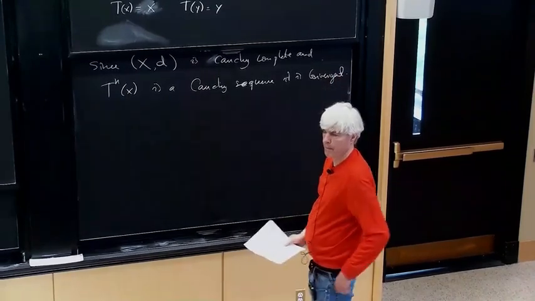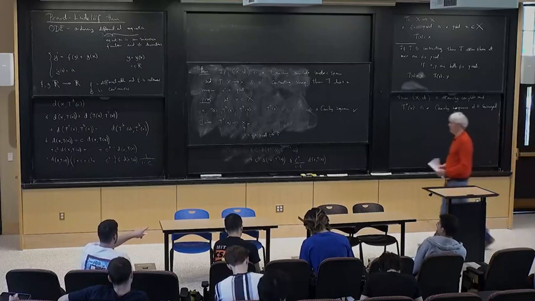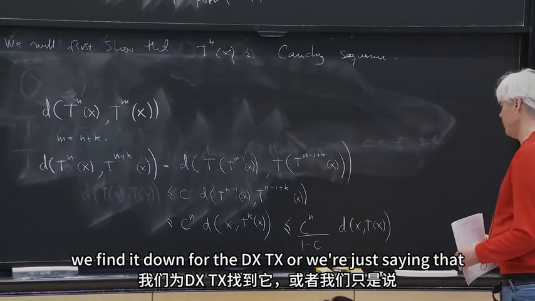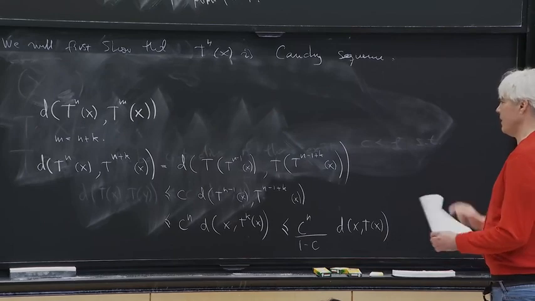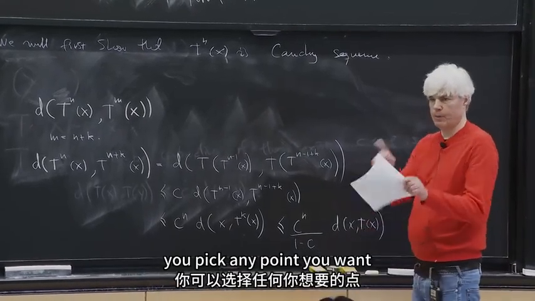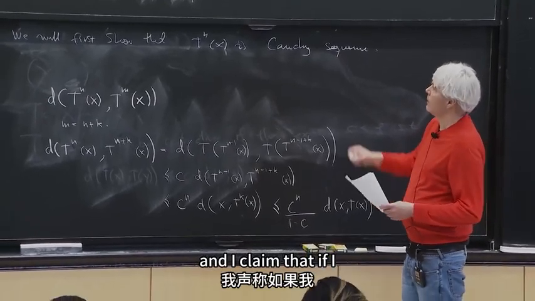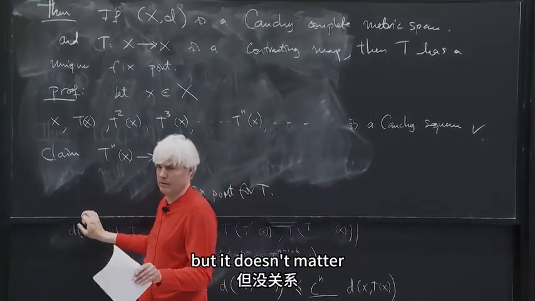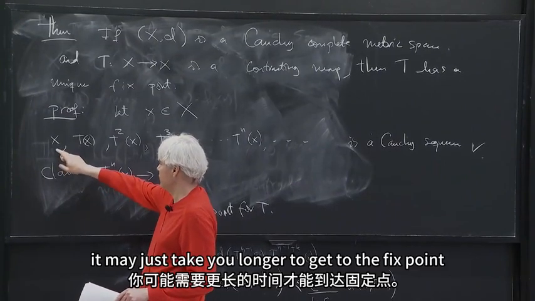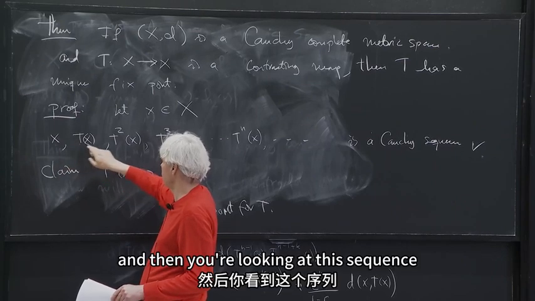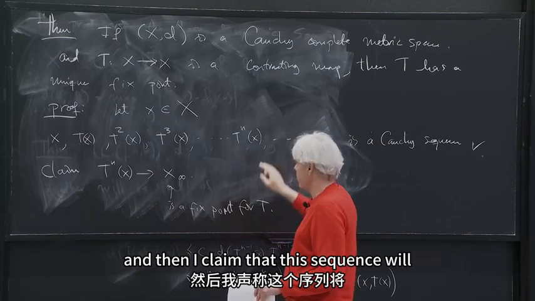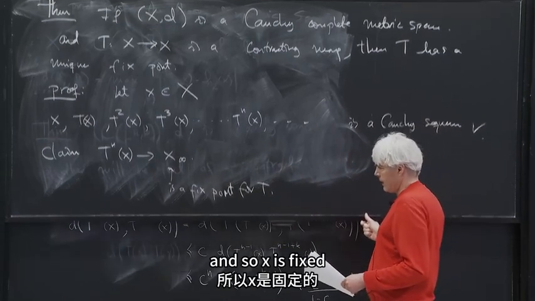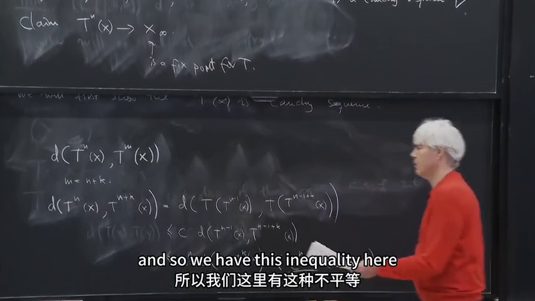Sorry, just back to that quickly. Are you able to explain again how we got that? Did we find a bound for d(x, Tx), or are we just saying that? Right, so I'm saying that x is fixed. You pick any point you want. It may be a very bad candidate for the fixed point, but it doesn't matter. It may just take you longer to get to the fixed point, but you fix x, and then you're looking at this sequence. And I claim that this sequence will be a Cauchy sequence.